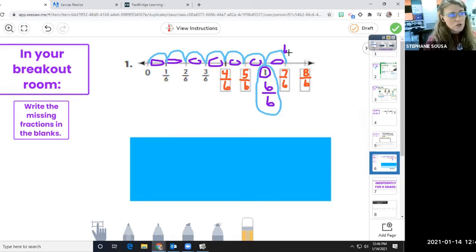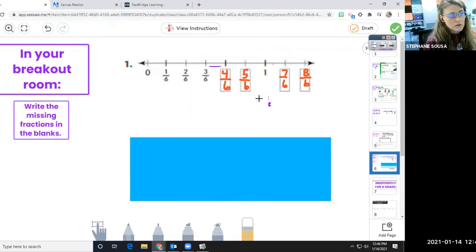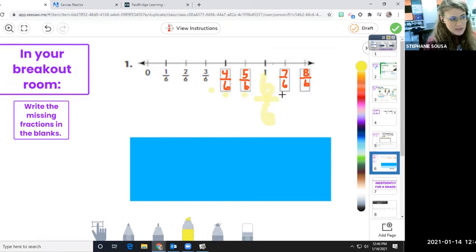Okay. So the correct answers that you should have written are in orange. 1/6, 2/6, 3/6, 4/6, 5/6, 6/6, 7/6, 8/6. Okay, there's that imaginary 6/6 that is the same thing as 1 whole right there.